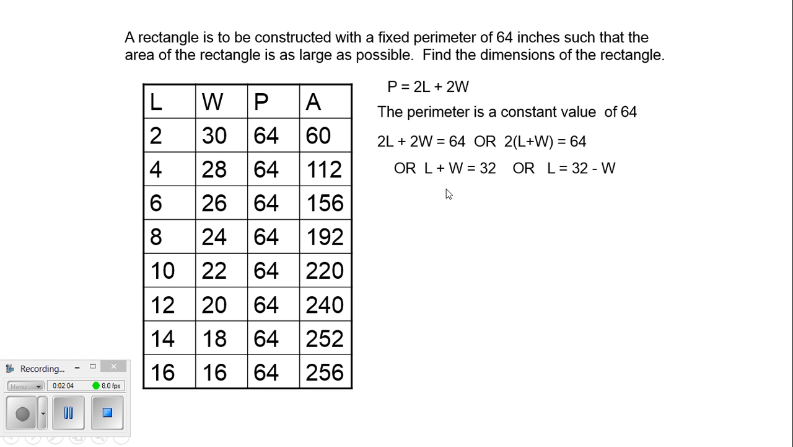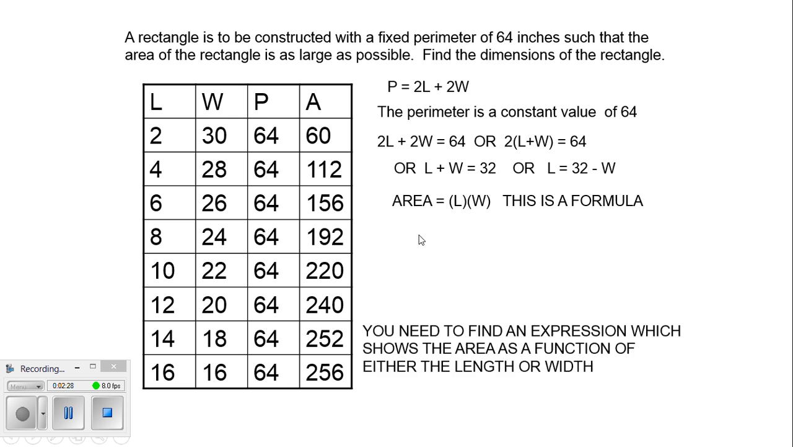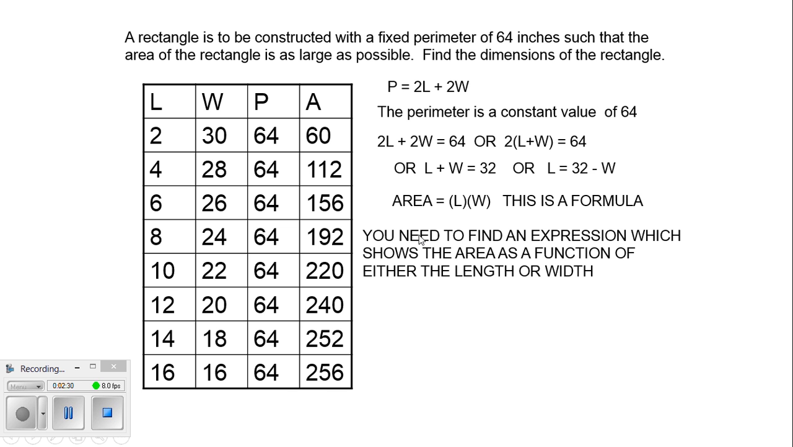So on that basis, we got a length to width relationship here, saying that L plus W is 32, or the length is 32 minus width, okay? Or the width is 32 minus the length, really doesn't matter which way you look at it. But what we need is a function. We need a function if we need to optimize this, okay? We need a function. So we know a simple formula, length times width, okay? But that's not a function.